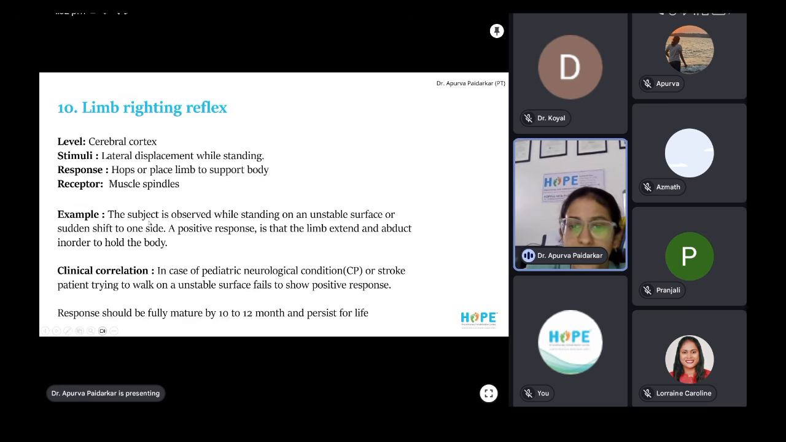When the subject is observed while standing on an unstable surface, or if we give a sudden shift to one side, the positive response is that the limb extends and abducts in order to support the body. This is the positive reflex. But in a pediatric neurological condition like CP, or in a stroke patient, while trying to walk on an unstable surface they fail to show a positive response, that is, limb extension and abduction. The response should be fully matured by 10 to 12 months and persist for life.